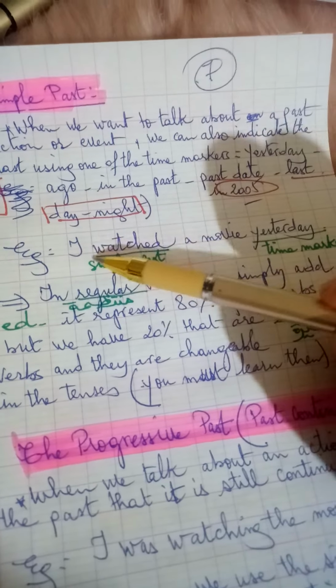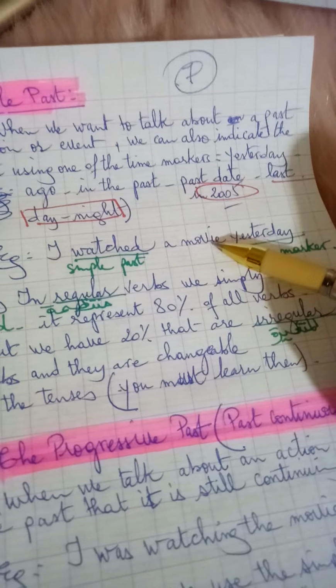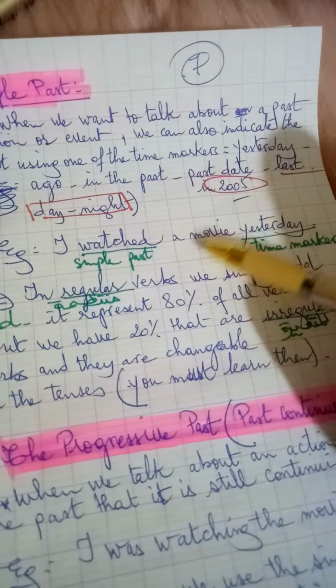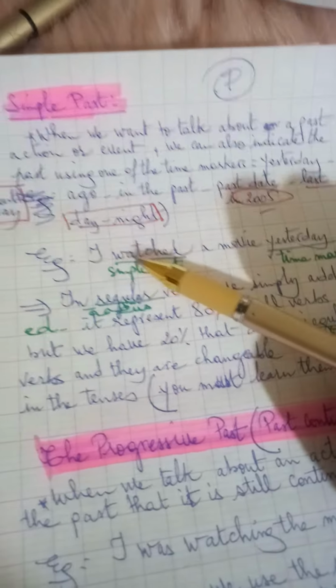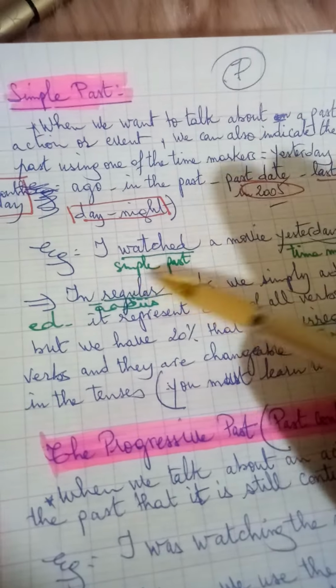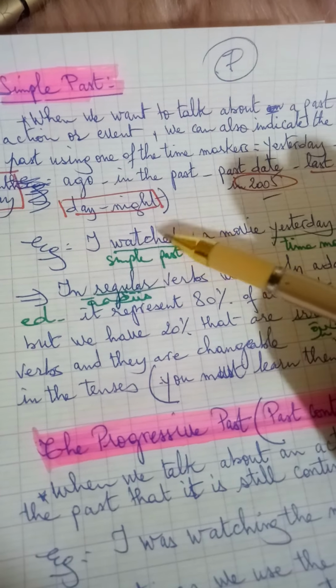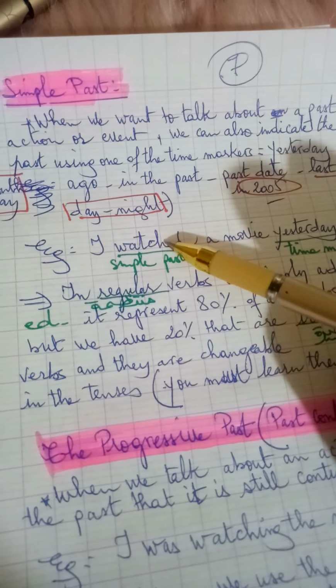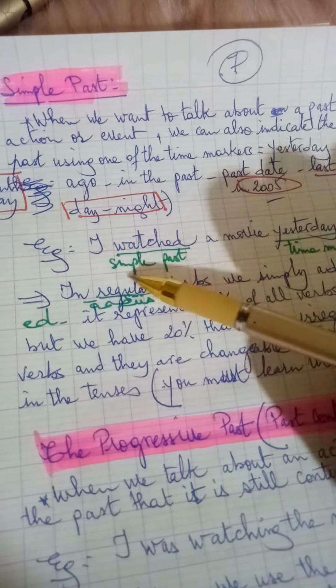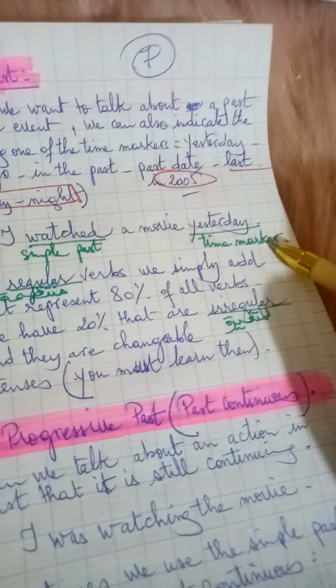So example, I watched a movie yesterday. I watched a movie yesterday. لقد شاهدت فيلما البارحة. هذه watched it is a regular verb which takes ed. okay هذا فعل منتظم الذي يأخذ ال ed à la fin في ال past simple. Yesterday it is a time marker.